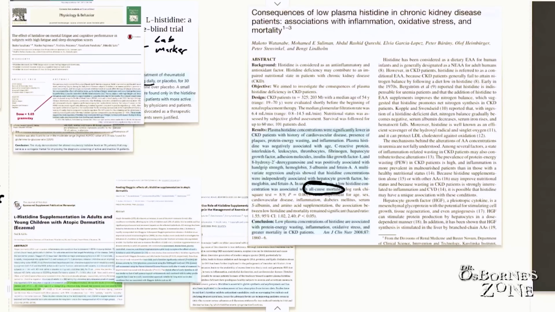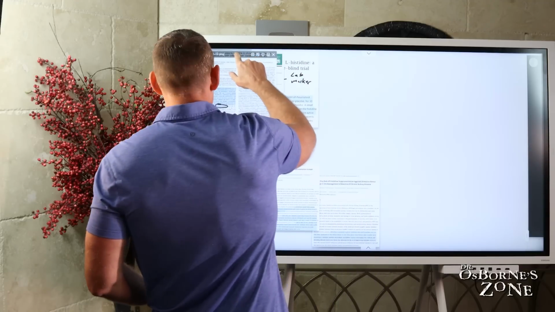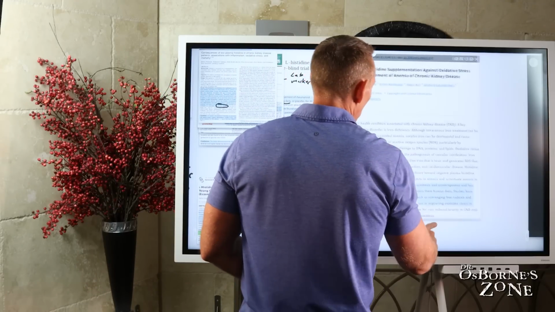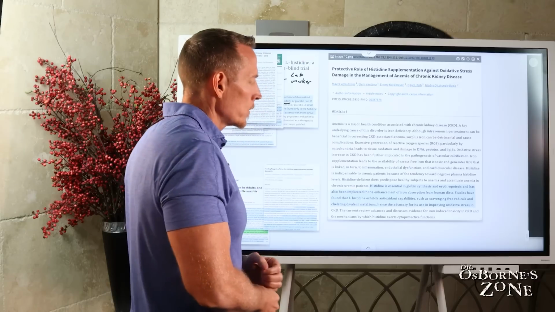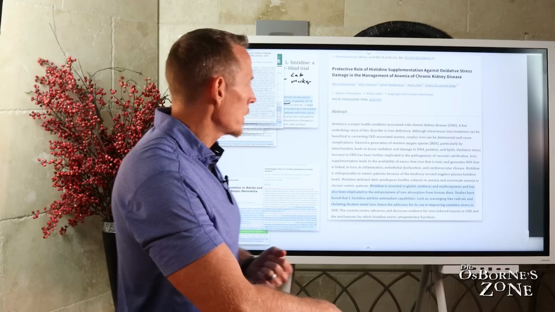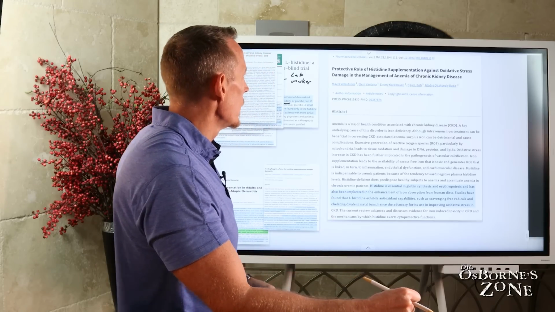So how many of you with chronic kidney disease have ever had your doctor measure your histidine? Chime in the comments. I bet the answer is 0. We test histidine on everyone that walks through the door. I probably see histidine deficiency in anywhere from 10 to 15% of the people that we measure it in. So it's not an uncommon deficiency.